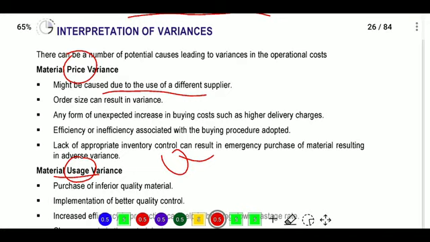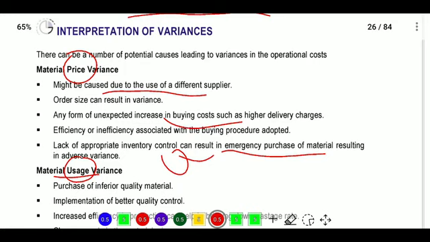Next, any form of unexpected increase in buying cost or higher delivery charges. Sometimes there may be a problem of transportation, so if no transportation is available, then the transportation cost will be increased. Next, efficiency or inefficiency associated with the buying procedure adopted. What is the procedure they adopted? Based on that also the price will change. Next, lack of appropriate inventory control can result in emergency purchase of material.